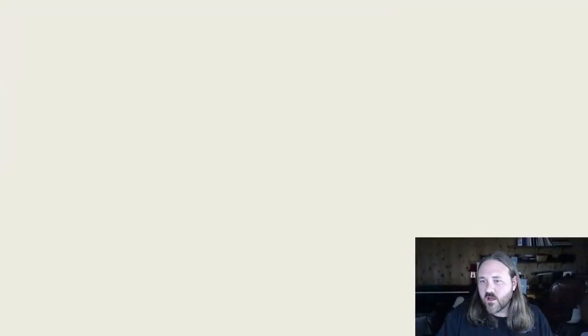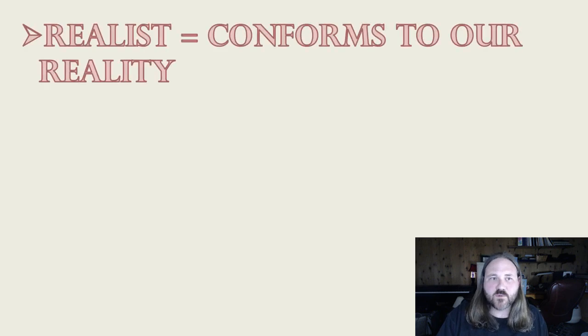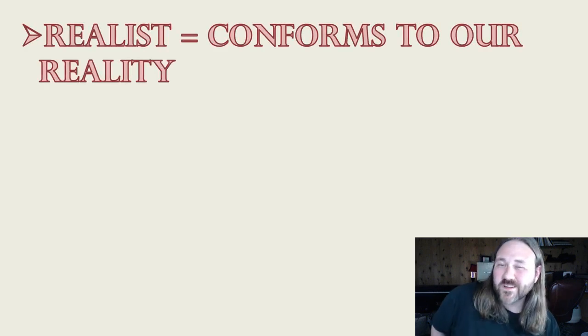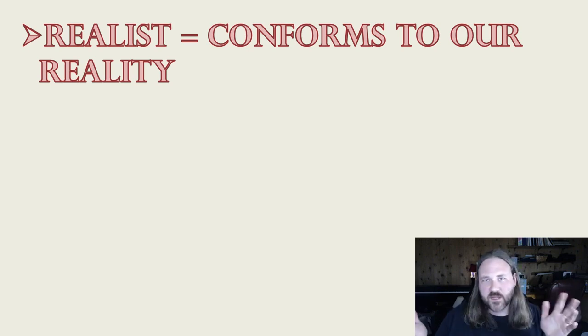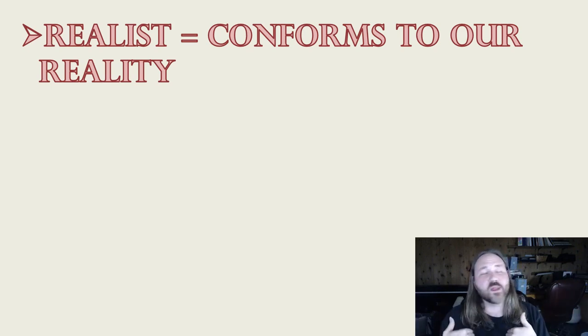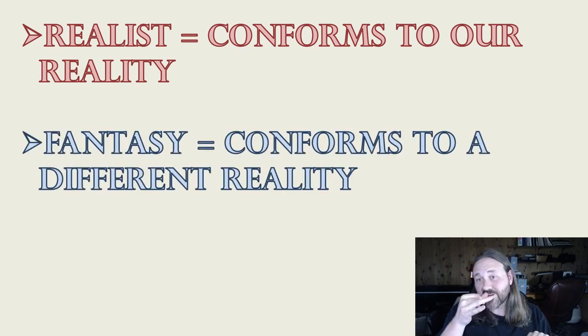Okay, so the first type of setting is what I really call realist setting. Now, I know realism is also a style that emerged in the 19th century, but for this purpose, we're going to call realist a setting. A realist setting is something that takes place in the real world. It conforms to our reality, the reality that the viewer, that the reader is familiar with. Okay, fantasy conforms to a different reality, a reality that the viewer or the reader might not be familiar with.